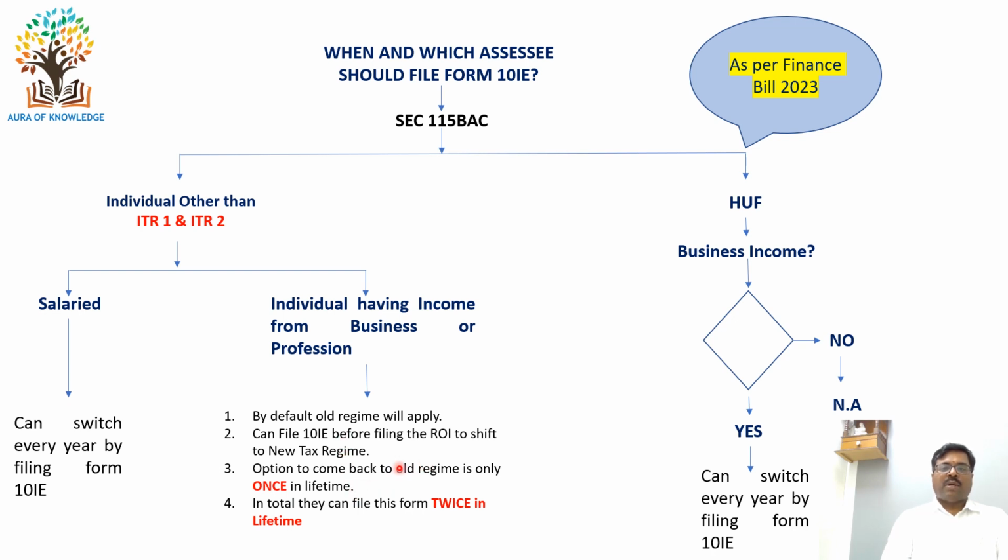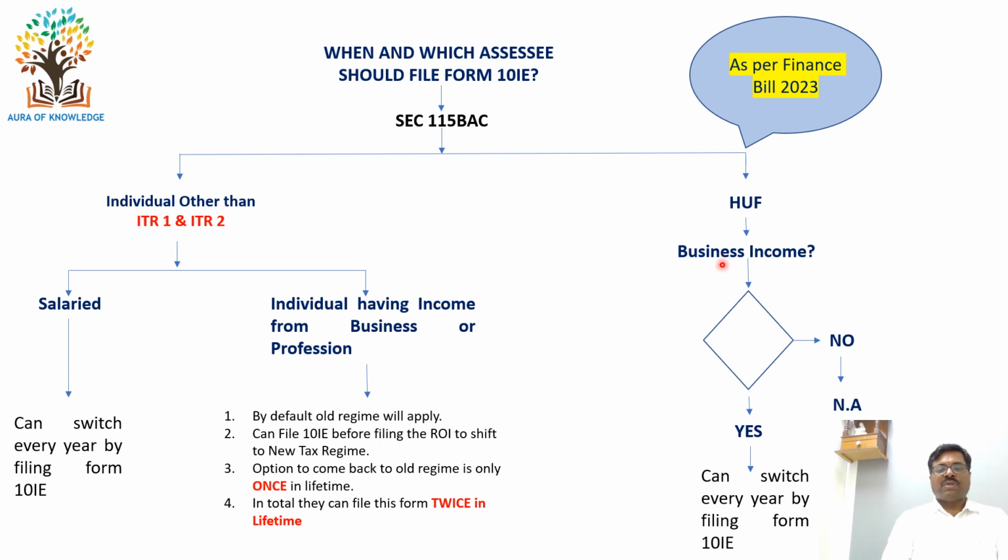Here one point has to be remembered: the individual assessee who has business income can change from the old tax design to the new tax design, and he can come back to the old tax design only once throughout his life. Under that particular PAN, you cannot make that change more than once. This has to be noted by the assessees.